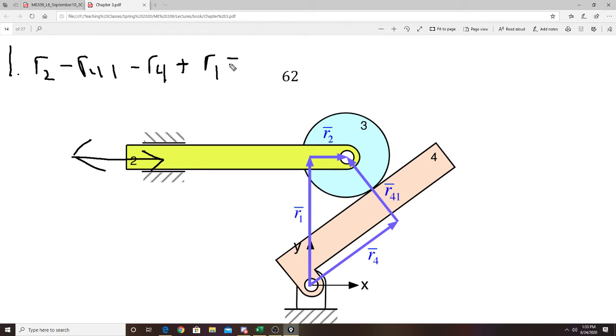So this right here is step 1. This is the regular vector loop equation, garden variety vector loop equation. Now step 2, Jackson has already said it, is the scalar equations, and so we are going to write those. Crap, that was really bad.